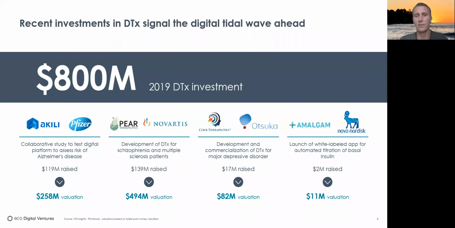As a category, digital therapeutics are blowing up. We've seen about $800 million of investment in 2019, large valuations around some of the well-known names like Achilles and Pear. A lot of deals happening in the space as well, with bigger companies. We've seen some players that have been around for a long time come back.